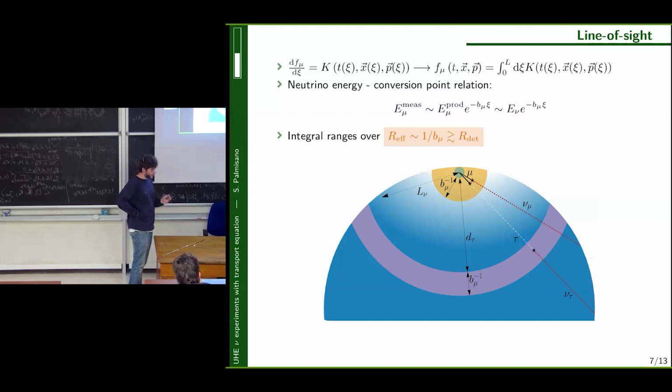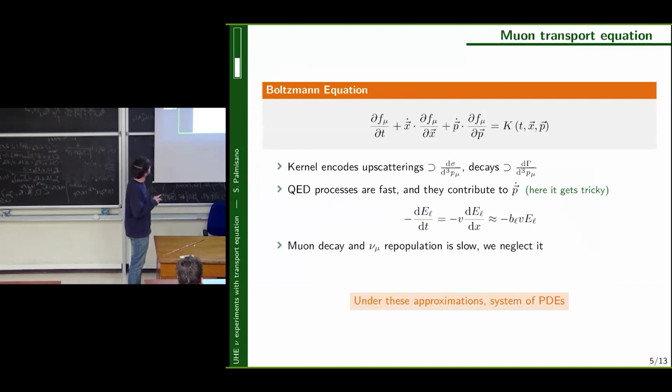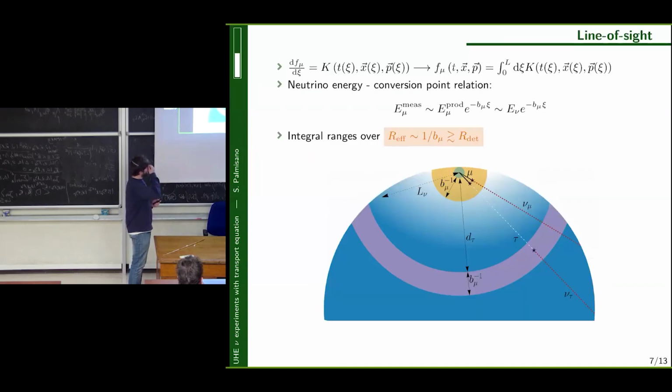Of course, because of this exponential dependence, the typical range of the integral gets affected, with a radius which is of the order of the range, so the length by which the muon loses its energy. I forgot to stress before that b is a parameter, which is somewhat larger, but of the order of the range.